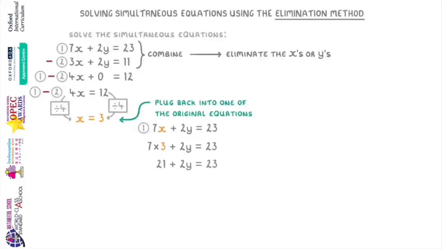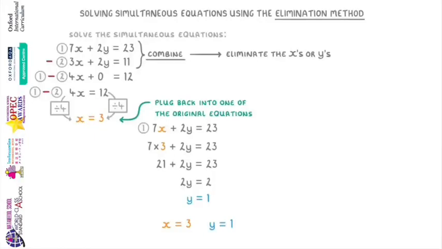Then we'll have to isolate the variable and the constant. So you have to subtract 21 from both sides of the equation to get 2y equals 2. And finally, divide both sides of the equation by 2, so that will give you y equals 1. So our solutions for this equation are x equals 3 and y equals 1, which means that these two equations, when graphed, will intersect at the point (3, 1).